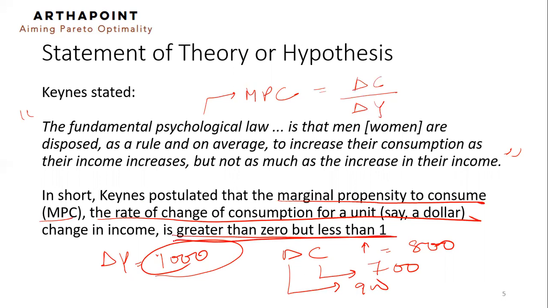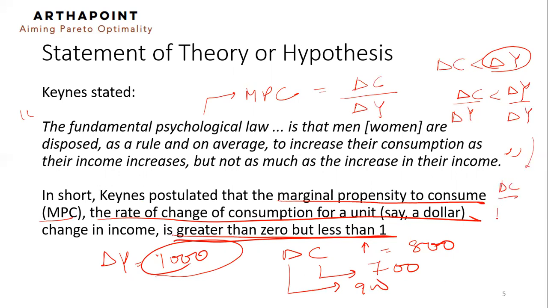How? Because of this. He mentioned that whenever consumption increases, it will be less than the increase in income. If income increases by 1,000, consumption will increase, but not by 1,000. Consumption will increase by a lower amount. So if I bring this change in y down, or I divide both the sides by change in y, just understand this. Change in C is less than change in y. Divide both the sides by change in y.